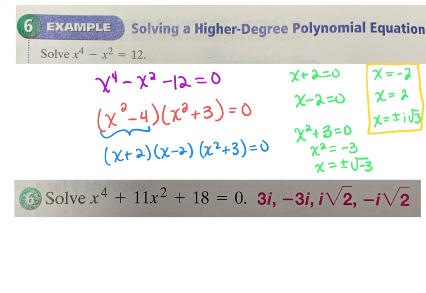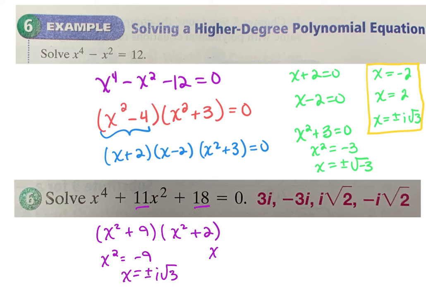Positive or negative 3i, positive or negative i square root of 2. Wait, where's the root? Why is it 3i? Because it's factors of 18 that add up to 11. What are those? All right, so x squared is going to equal negative 9. That means x is going to equal positive or negative 3i. X squared is going to equal negative 2. That's positive or negative i square root of 2.